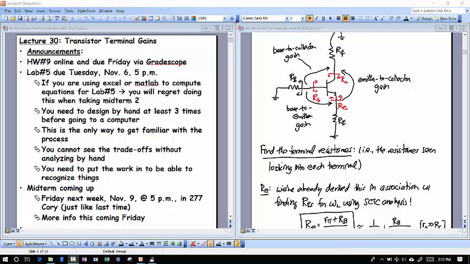Today we're going to continue talking about methods, or things you need to know in order to do inspection analysis. Today we're going to be doing the terminal gains, so the gains from one terminal of the transistor to another.